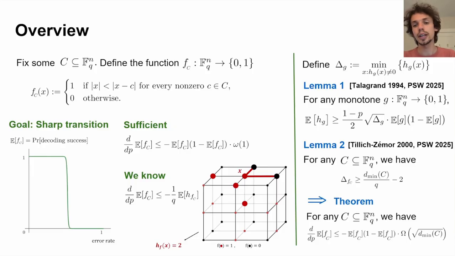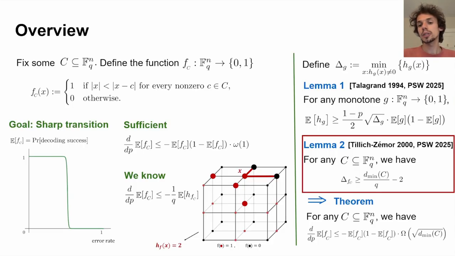Now, I'll let you verify that combining these two lemmas with these expressions gives us this theorem, and that this theorem is sufficient for sharp transition. I won't be able to prove lemma 1 to you because it's fairly technical, but let me just give you a sketch of a proof for lemma 2.